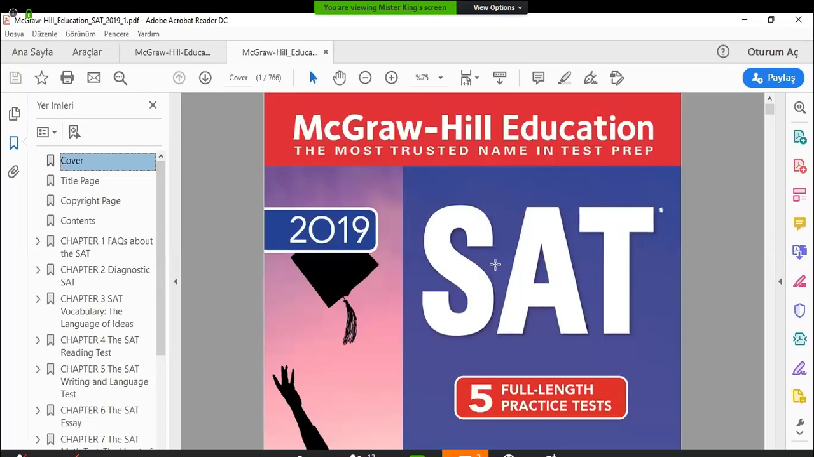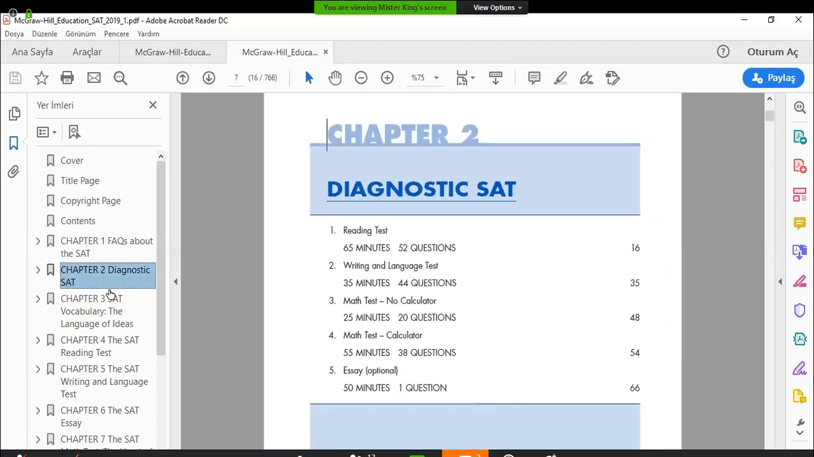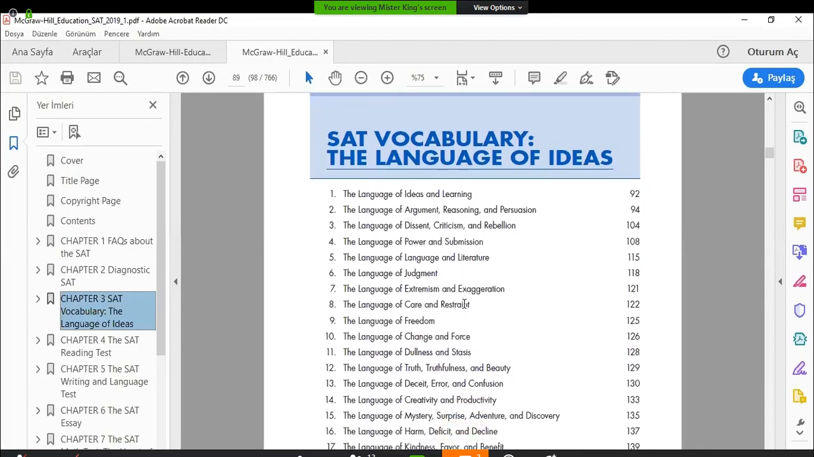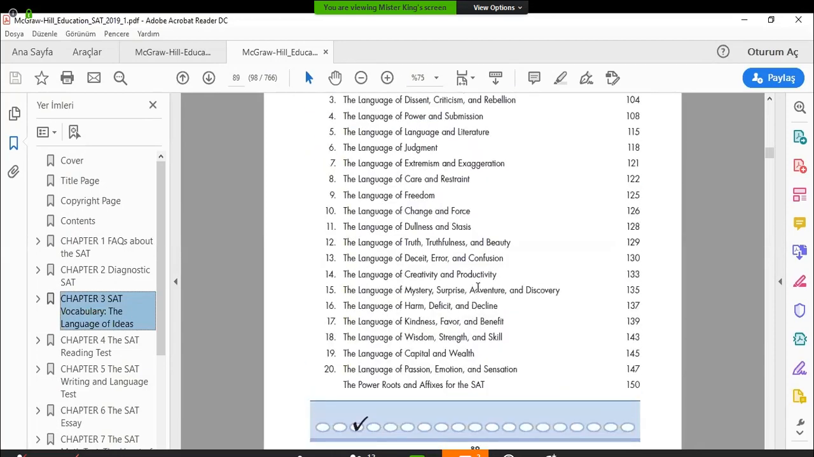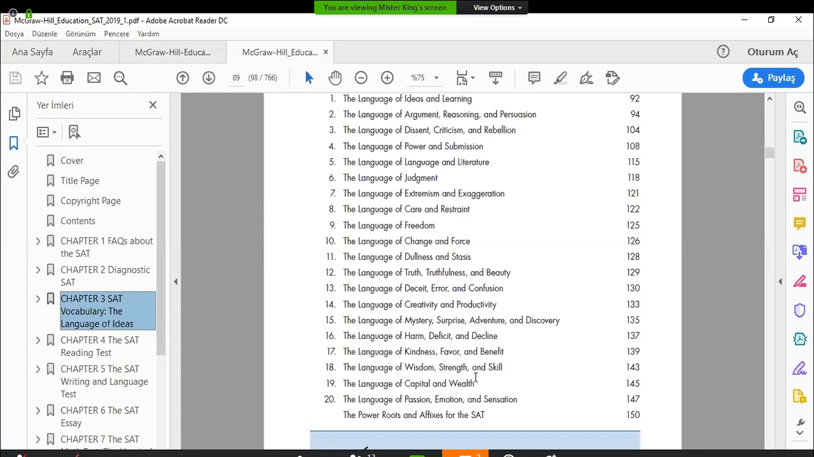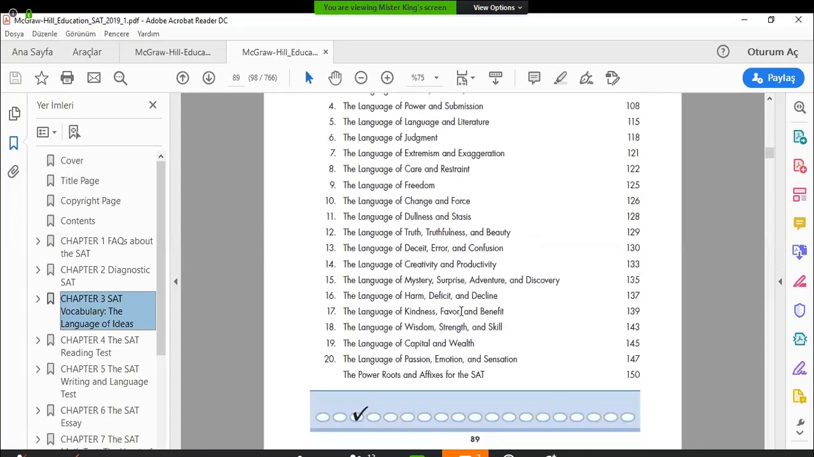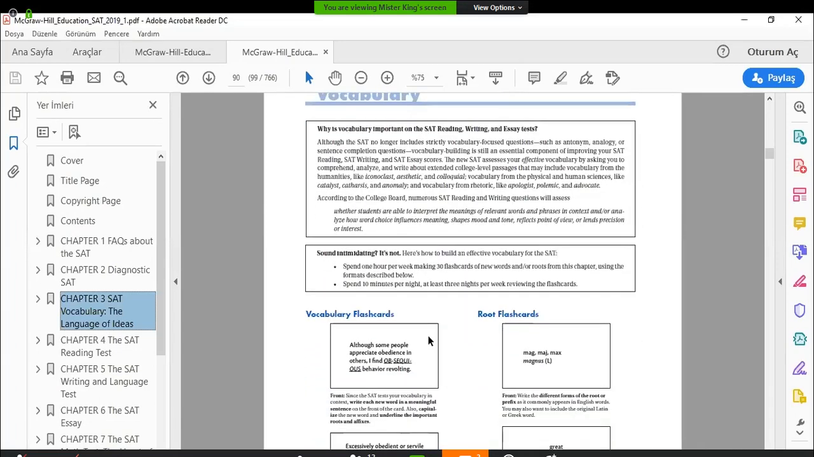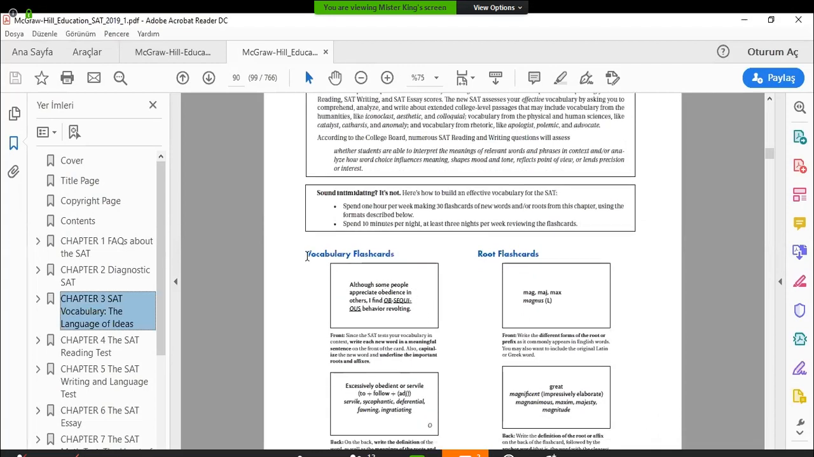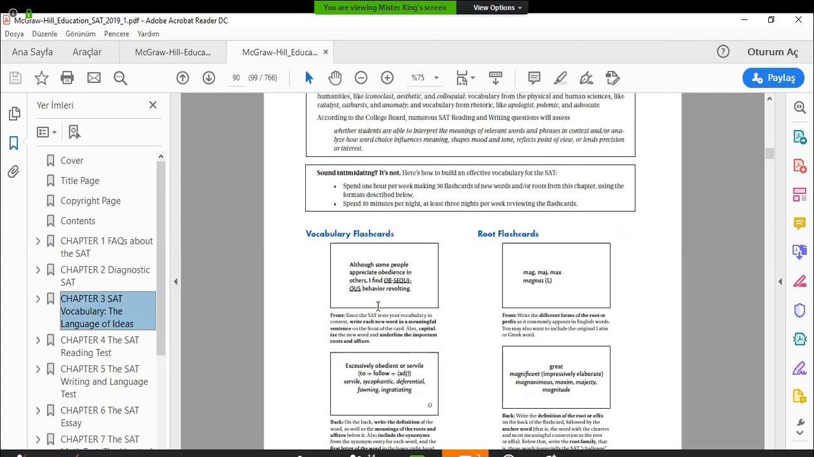This is McGraw-Hill Education SAT preparation, including 1 diagnostic test and 4 practice tests. I'm planning to start with the diagnostic test today, but before then, I'd like to show you chapter 3 of this material, which has 20 different sections of vocabulary studies. To start this vocabulary part, it introduces how to make use of flashcards. So everyone, please have a look at this part.